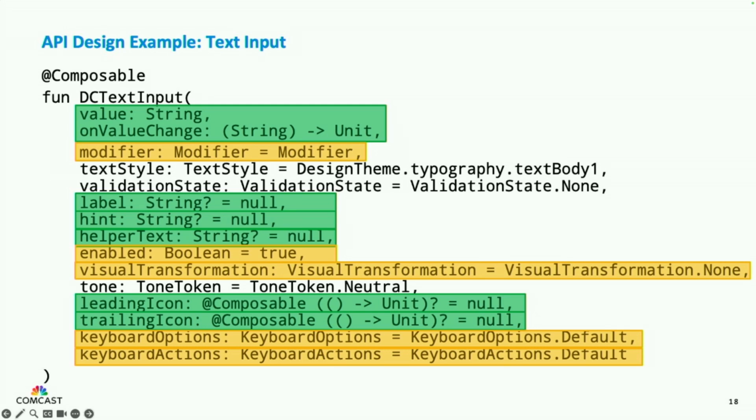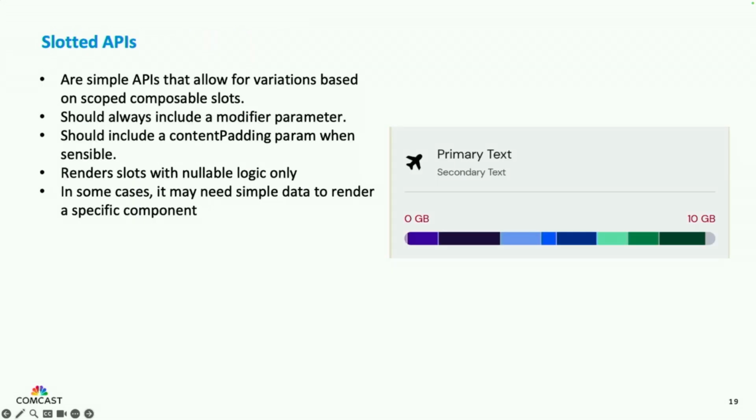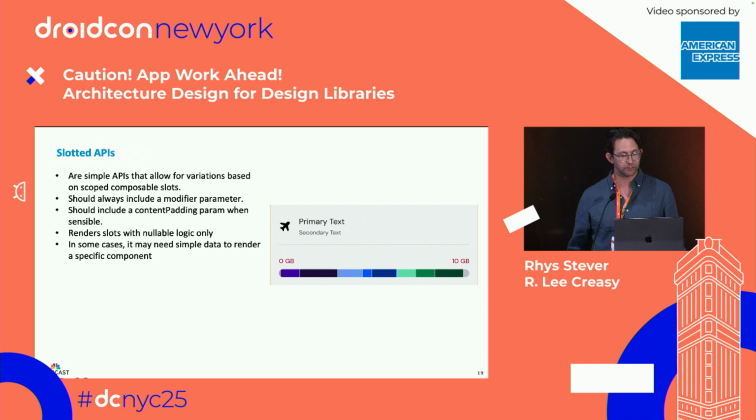I'll now pass it back over to Lee to talk about API designs with composable slots. Yeah, and I just want to add for that example, if you were at Google's presentation of the new text field API, we're already in the process of updating that. We're really excited for those new features that they showed because it's definitely going to simplify what we do under the hood as well as simplify the API surface for our engineers.